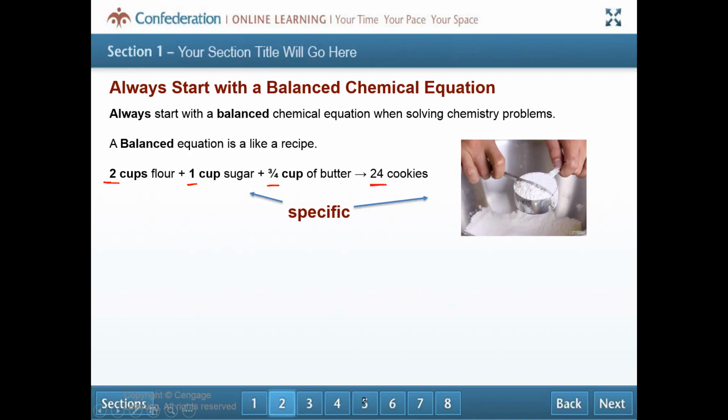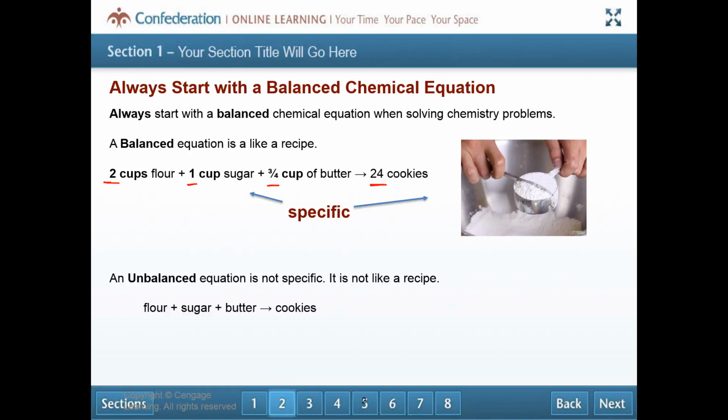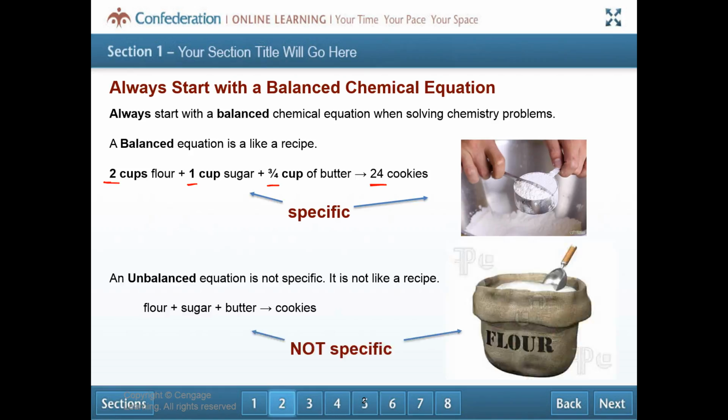And it's measured. An unbalanced equation is not specific. It's not like a recipe. It's more like just having a bunch of unmeasured ingredients on a counter, waiting to be measured out. So if you have something like flour plus sugar plus butter equals cookies, that's not enough information.